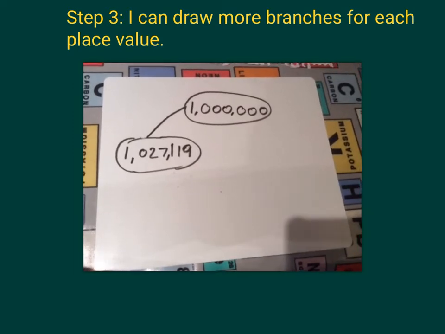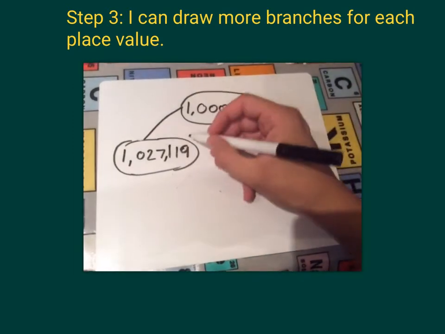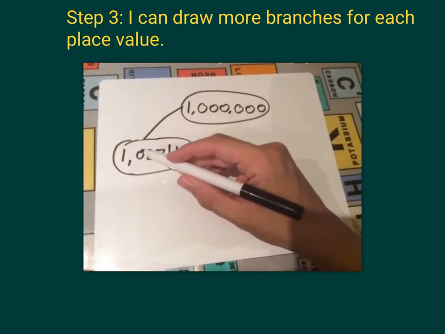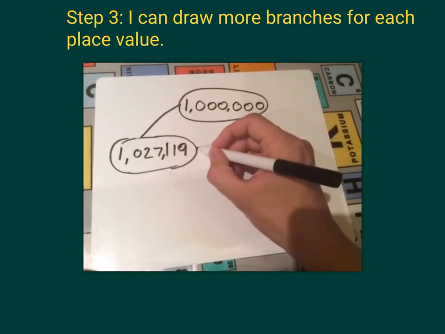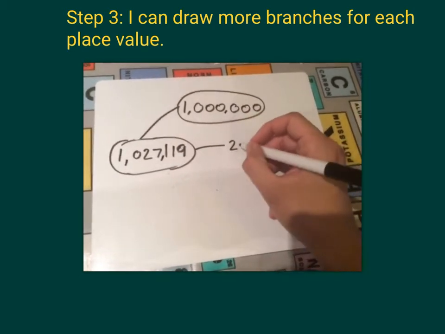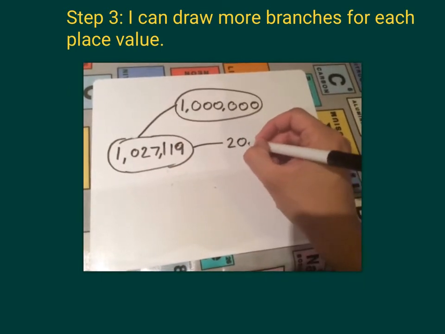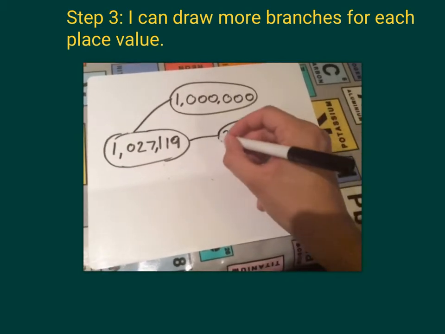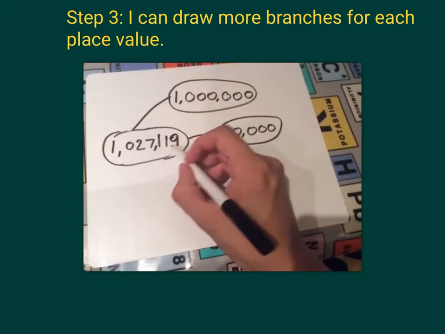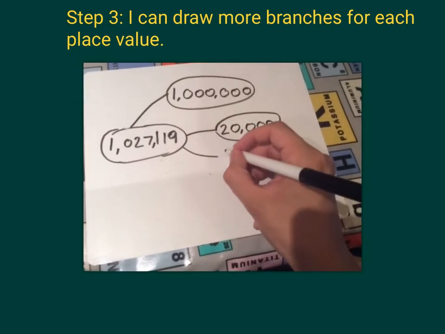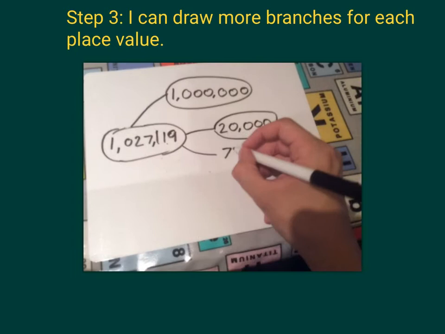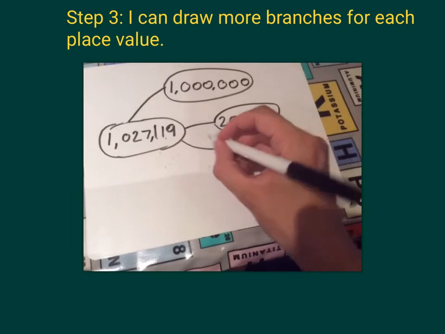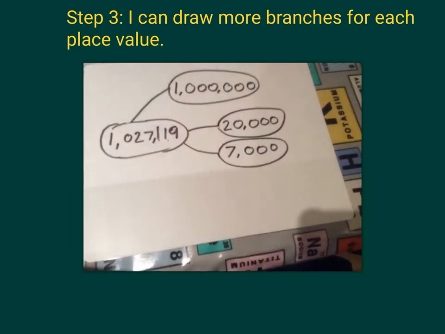So step 3, I can draw more branches for each place value. So let's do the next one. We can see we've got 1 million there. Now we have nothing there, so we're going to ignore that place value and move on to the next one. So here we've got a 2. We have a number there, so we need a placeholder, comma, and 3 more. So we're going to put that into a bubble as well. We'll do the same for the other numbers. So let's do the 7 next. Over 7, we've got 1, 2, 3 numbers there, so put 1, 2, 3 placeholders there. And we're going to do the same for the next 3 numbers as well.